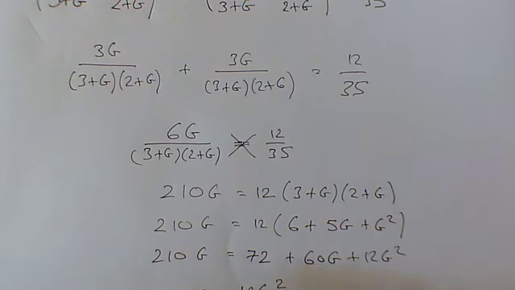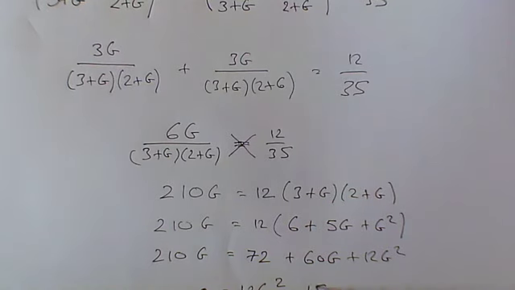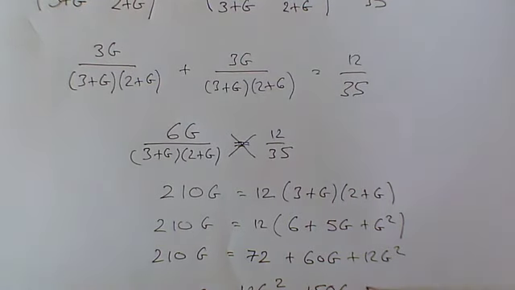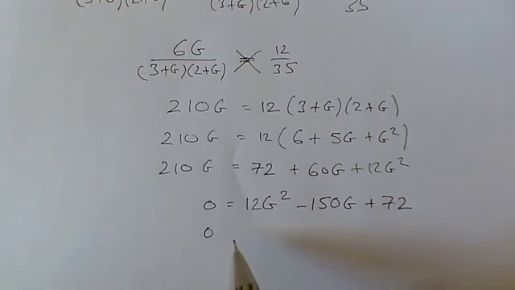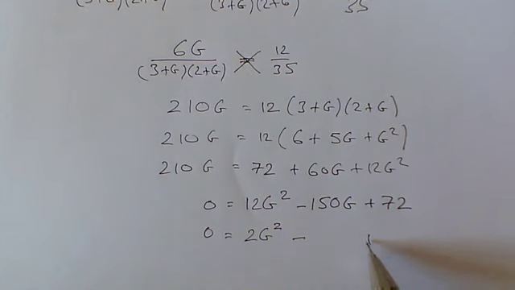I'll move the screen up in a second and put it onto one side, and then of course we're allowed to use our quadratic solving function on the calculator, or else you could factorize. Okay, I can see that we've got a common factor of 6 all the way through, so I'm going to divide through by 6.